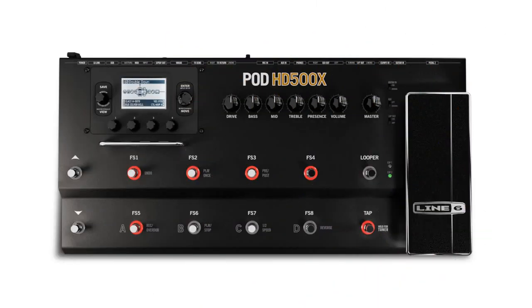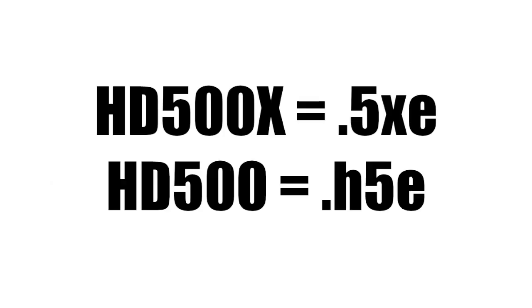In order to open a 500X patch on the 500 or vice versa, you need to change the file extension type to match the system you're using. And I'm going to go into greater detail on how to do that in a minute. But for those of you that are in a hurry, the HD500X has a file extension type of .5xe, and the HD500 patches have a file extension type of .h5e. So you simply change that to match the system you're using.